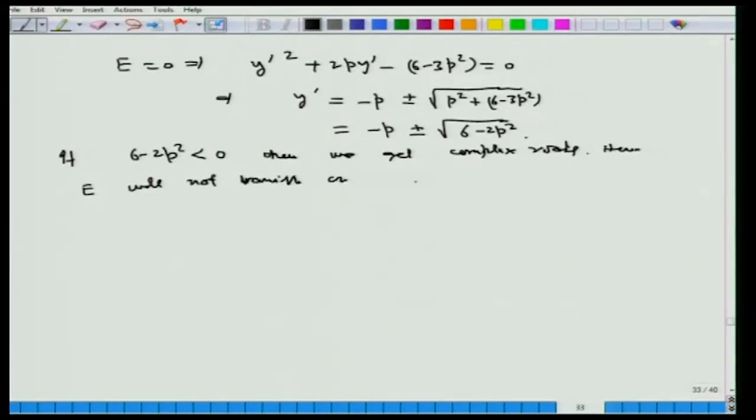On this line. So, here we have this p, and this is E here. So, on the p axis, E will not vanish. There are no points here on the p axis where E will be 0. It will not vanish for any real p. So, we can remove this thing, not needed.